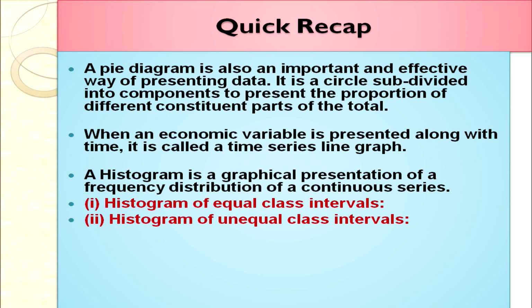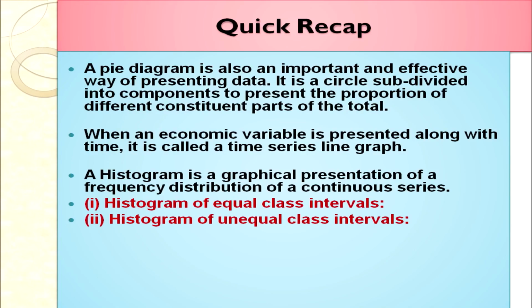Let's have a quick recap of what we have learned in the class. We have discussed the pie diagram and we now know that in a pie diagram we can always present the percentage distribution of the data. We have learned about the time series graph, in which an economic variable is presented along with time. Then we have discussed the histogram. We now know that a histogram can be constructed only for the frequency distribution of a continuous series, and in two cases, that is equal class interval and unequal class interval.